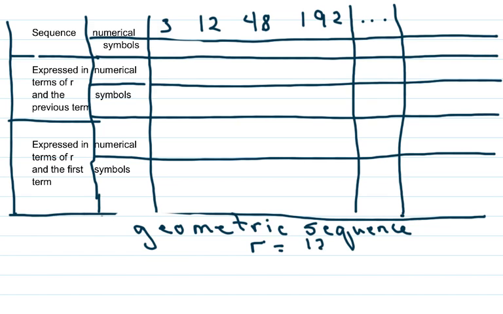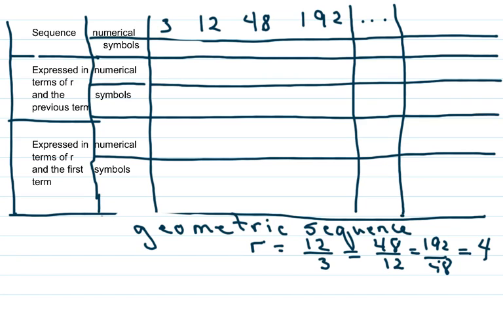So 12 divided by 3, or 48 divided by 12, or 192 divided by 48. You're just dividing the current term by the previous term, and it equals 4. So my common ratio is 4. 3 times 4 is 12, 12 times 4 is 48, and so forth.